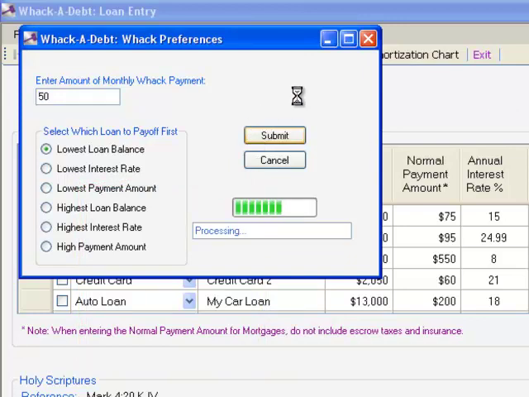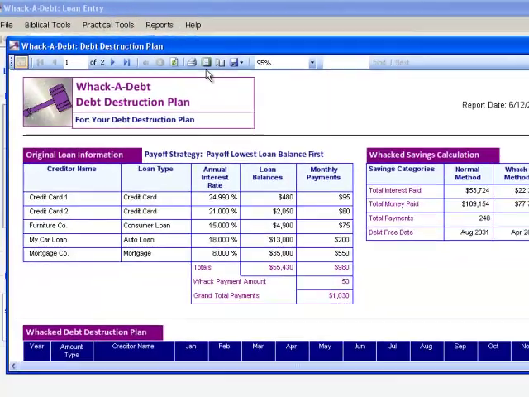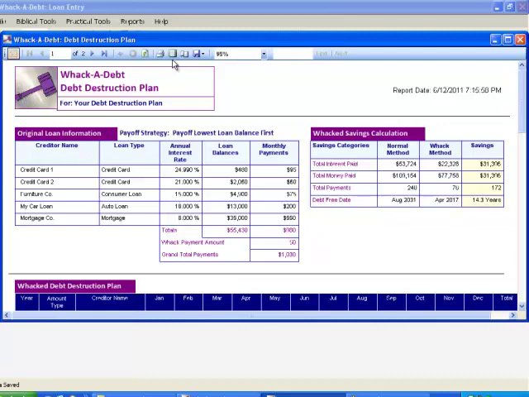Notice that Whack-A-Debt has begun the process of calculating your WAC plan. It's performing hundreds to thousands of individual calculations that determine principal payment amounts, interest costs, the time required to completely pay off your debts, and the total amount saved in both interest payments and time. The calculations are really performed twice. Once based on your creditor strategy to take more from you, and again based on your WAC strategy to keep more of your money from the creditors.